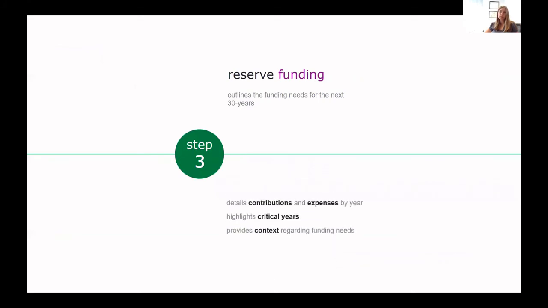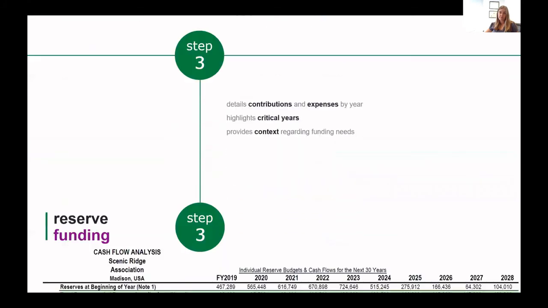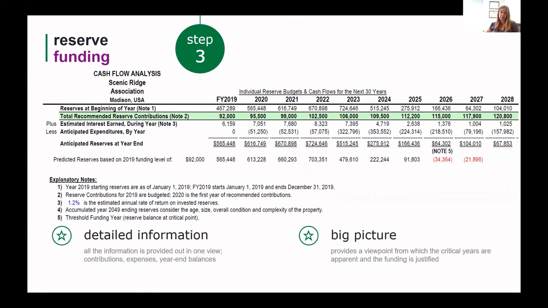So that expenditure plan is really developed from that physical evaluation. Based on that physical evaluation and expenditure plan, we prepare a reserve funding plan. And so this is really to offset those planned expenditures, right? Again, a lot of detailed information here where you can look at the true cash flow by year, or you can look at the big picture. Ideally, what do we need to contribute on an annual basis?